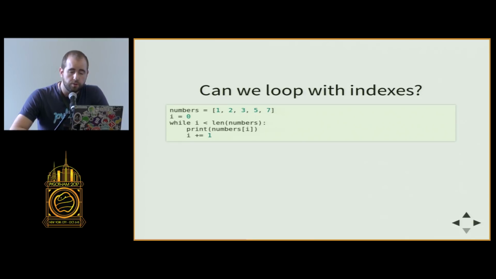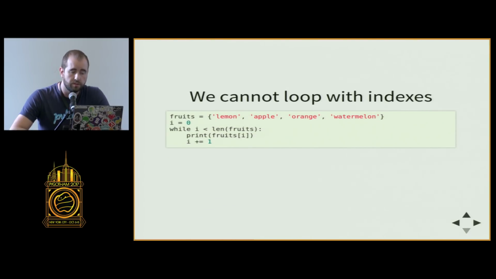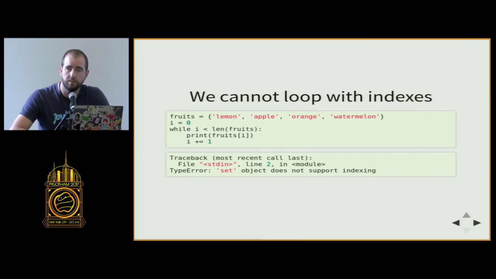So you might think that under the hood, Python's for loops use indexes to loop. This works for lists. We have a list here. We're setting i equal to 0, i less than the length of numbers, i plus equals 1. That works fine for lists. This only works for sequences, though. You can't loop with indexes if you have a non-sequence. For example, sets. This is a set here because we're using those curly braces. This is not a sequence. We cannot index it. We get an error if we try to loop this way.